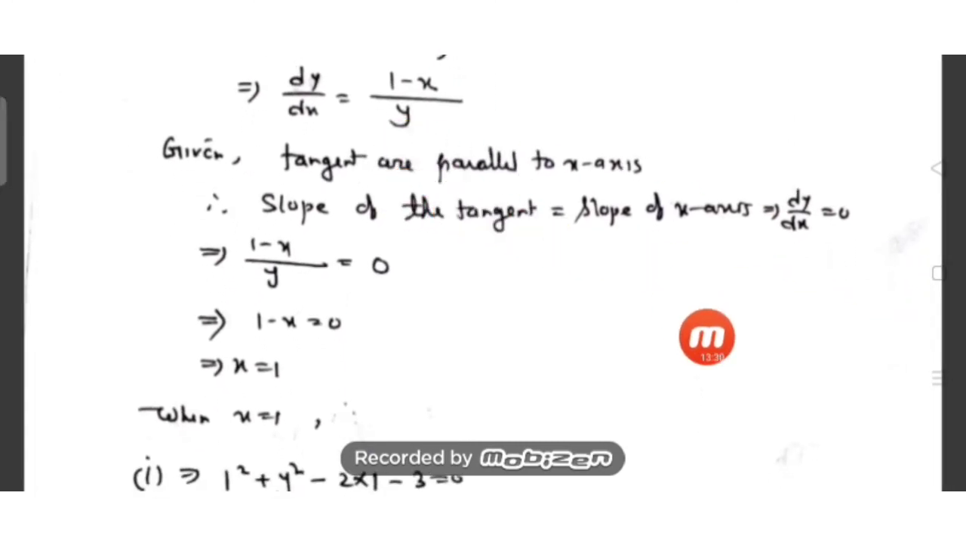Now what is given in the question? The tangent is parallel to the x-axis. So the slope of the tangent is equal to the slope of the x-axis. And slope of the tangent we know is dy/dx, and slope of the x-axis is 0. So we have got dy/dx equal to 0. What is dy/dx? You put it here. (1 − x)/y = 0. Then on doing calculation, y brought to the right side becomes numerator 0, x equal to 1.